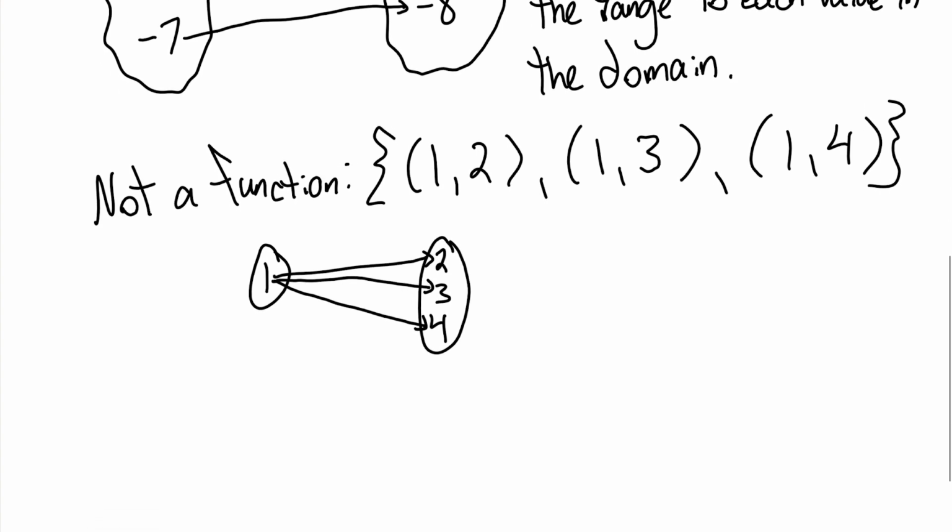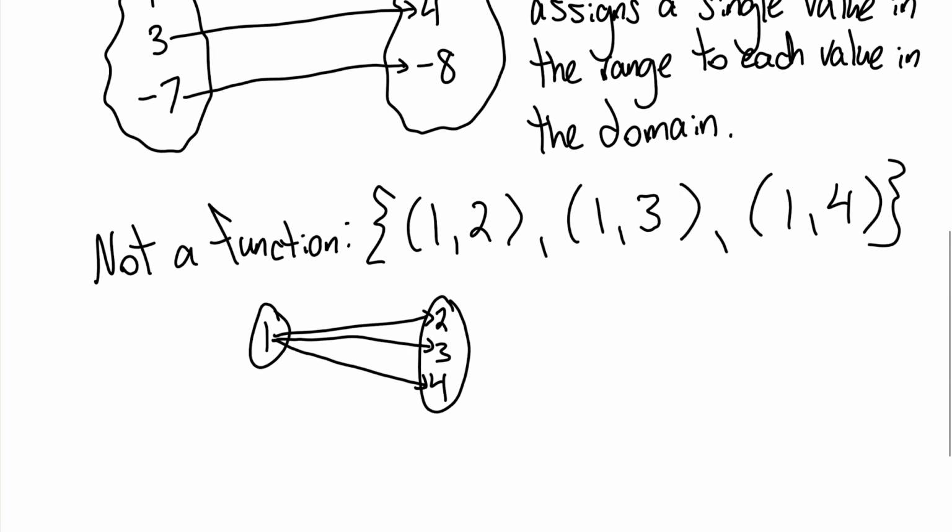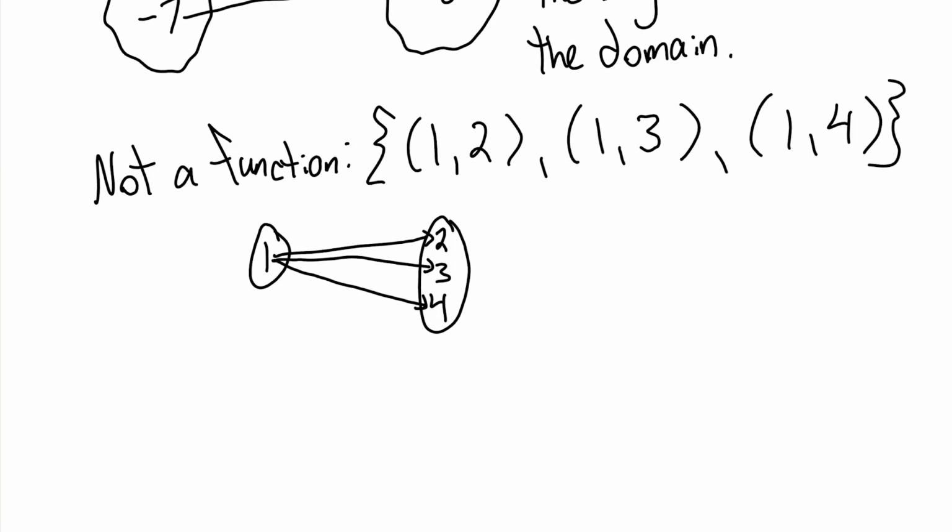Now, the other side of this is okay, meaning numbers repeating in the range is perfectly fine. And by the way, this top one is still a relation. It's just not going to be a function. So every function is a relation, but not vice versa. Not every relation is a function.